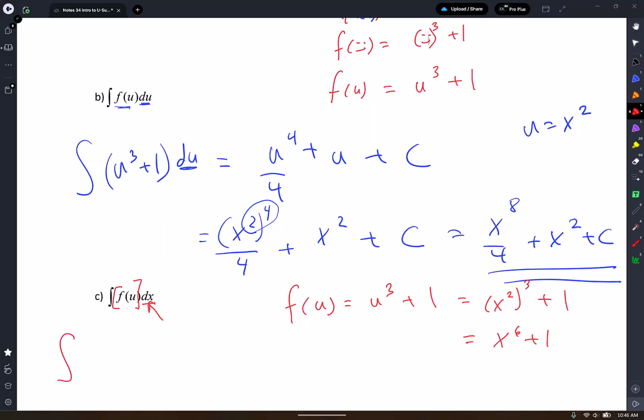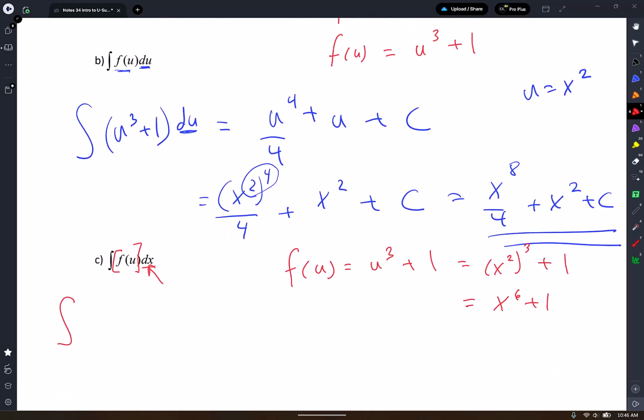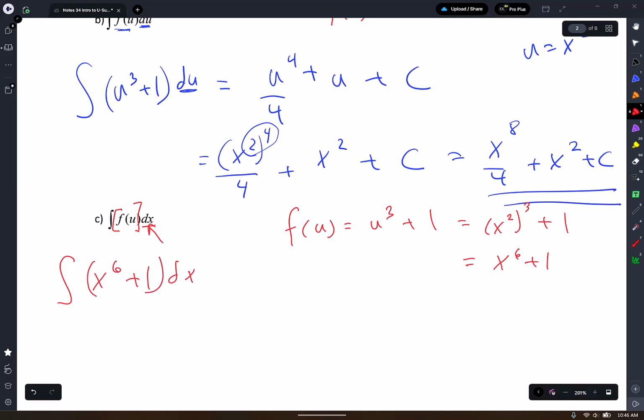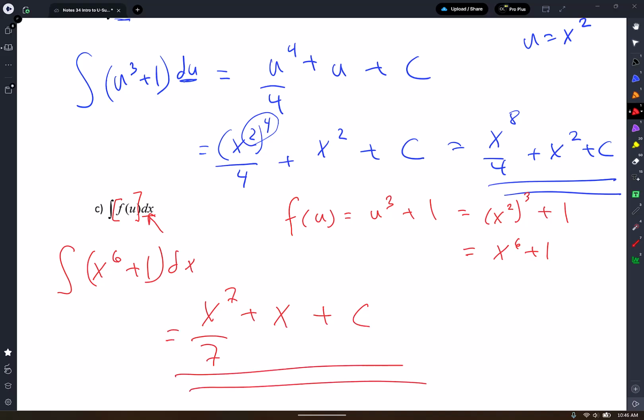So the last problem we plugged in after we found the antiderivative because we didn't find it with respect to u, right? And now we're doing it before because we need to find it with respect to x. Yes, okay, you got it. What's the antiderivative of x to the 6? x to the 7 over 7. Plus. There you go. Know the difference. Nothing crazy, right?